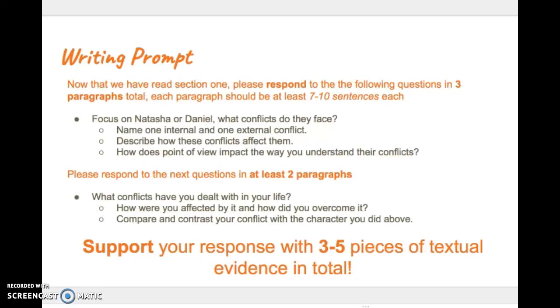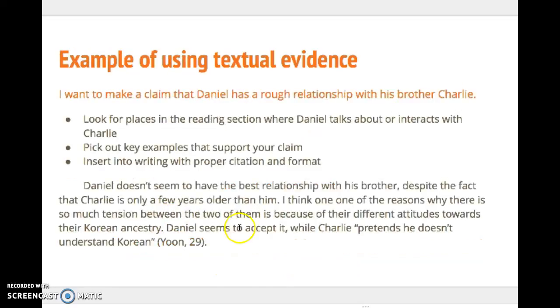So when you are doing this writing prompt, don't forget to look for evidence that supports your answers or your claims and make sure they fit well with what you are trying to say. And then don't forget to cite them, and you can look back at this example for a reminder as to how to cite. Don't forget quotation marks, and don't forget your parentheses with the author's last name and the page number that you found the text on.